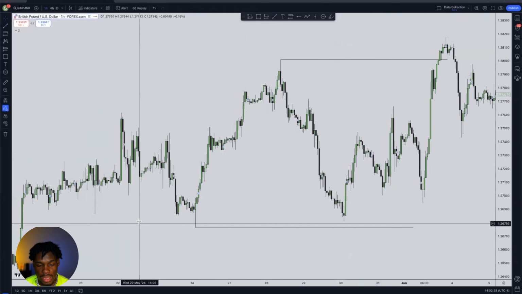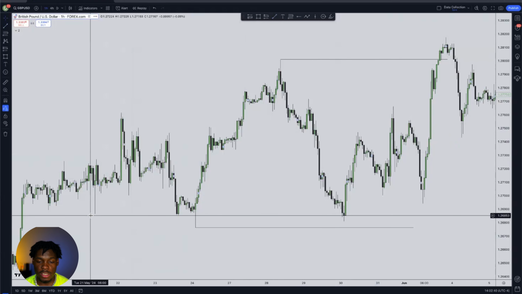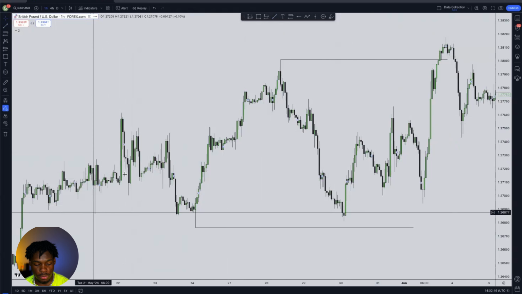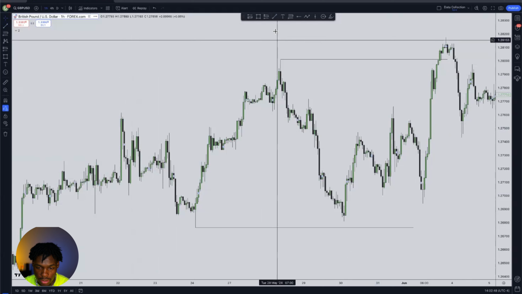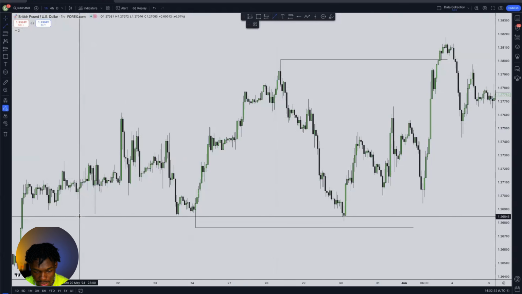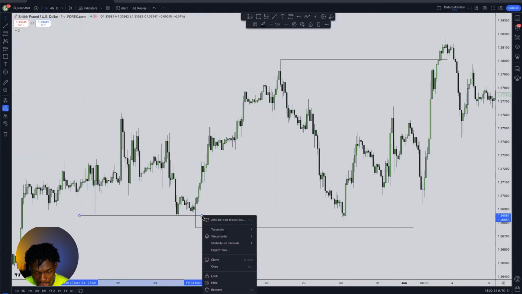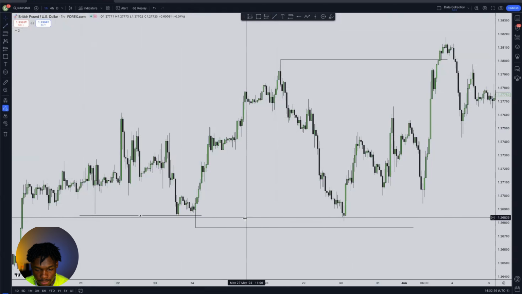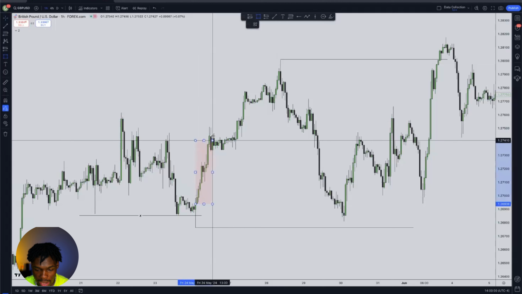Now, when we say, how do we know it's a sweep? Well, we want to see price take out lows or take out highs first, and then make a displacement in the opposite direction. Meaning we have this level down here, these lows, these lows. We take all of this liquidity to the left. We sweep everything out, and then we make a strong, strong move to the upside, just nothing but buy candles.